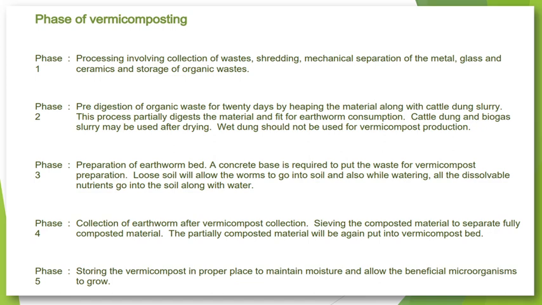Then phase 2, the digestion of organic waste for 20 days by heaping the material along with cattle dung slurry. This process partially digests the material and makes it fit for earthworm consumption. Cattle dung and biogas slurry may be used after drying. Wet dung should not be used for vermicompost production. So we can use only dry cow dung.